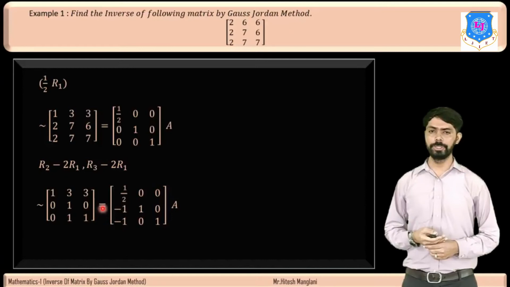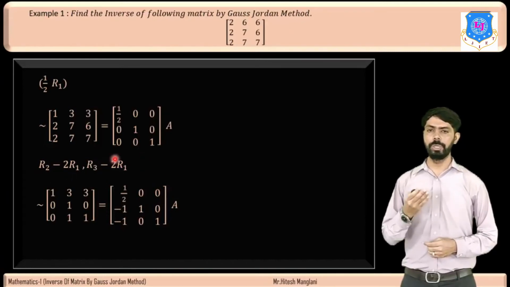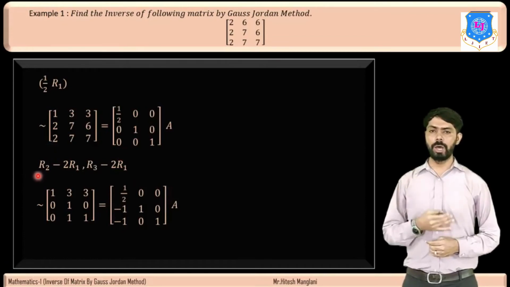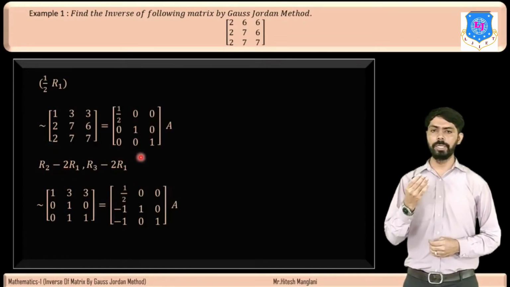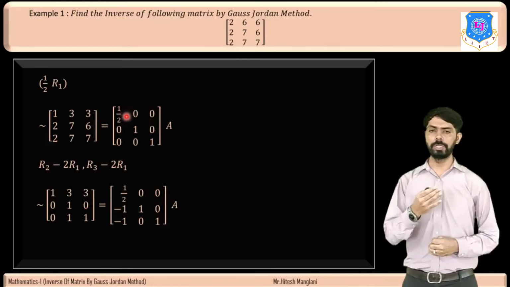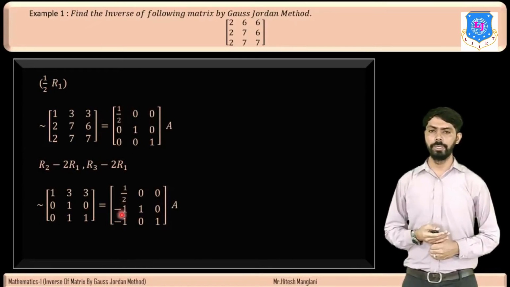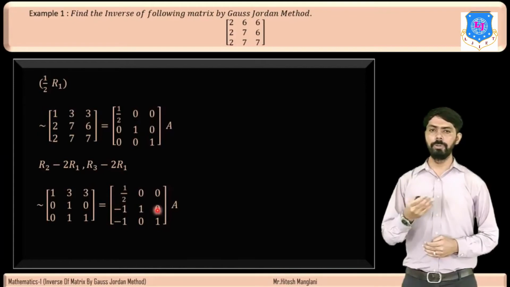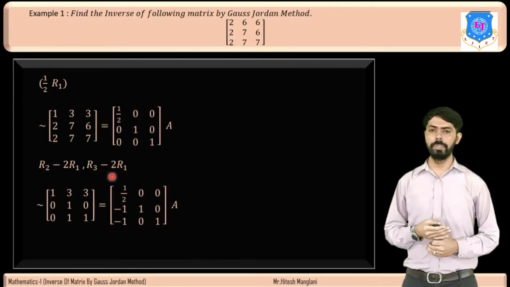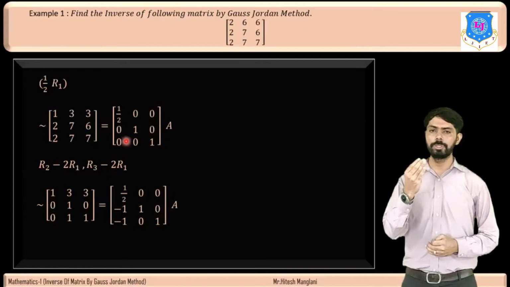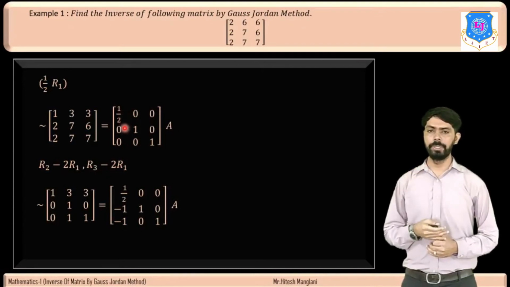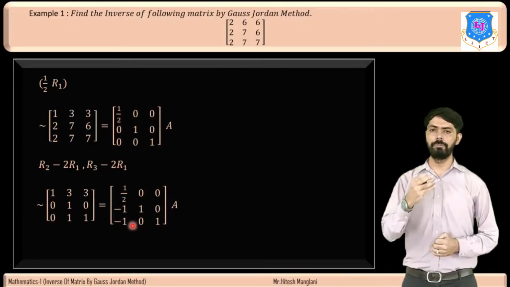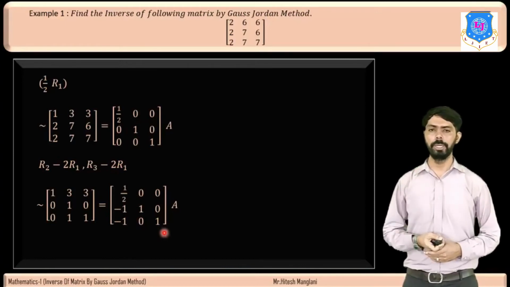Now these two row operations will be applied to the matrix on the right hand side also. So here R2 minus 2R1: 0 minus 2 into 1 by 2, so 0 minus 1 will be minus 1. Then 1 minus 0 will be 1. Then 0 minus 0 will be 0. Now we use the row operation R3 minus 2R1: 0 minus 2 into 1 by 2 will be minus 1. Then 0 minus 0 will be 0. Then 1 minus 0 will be 1, into A.